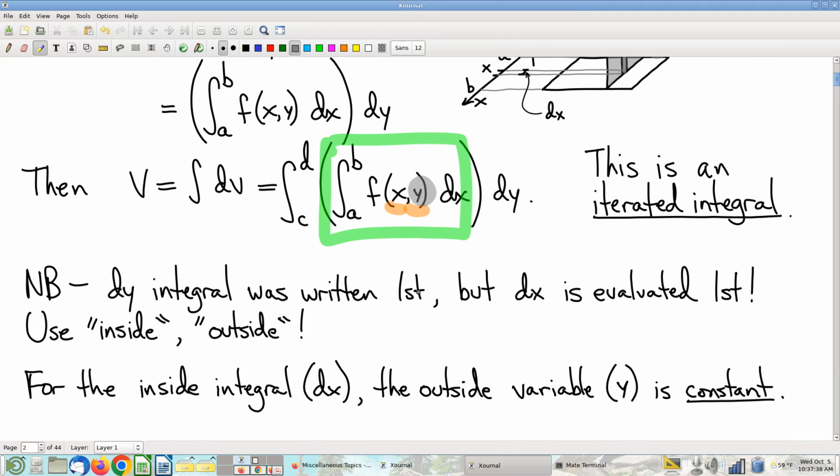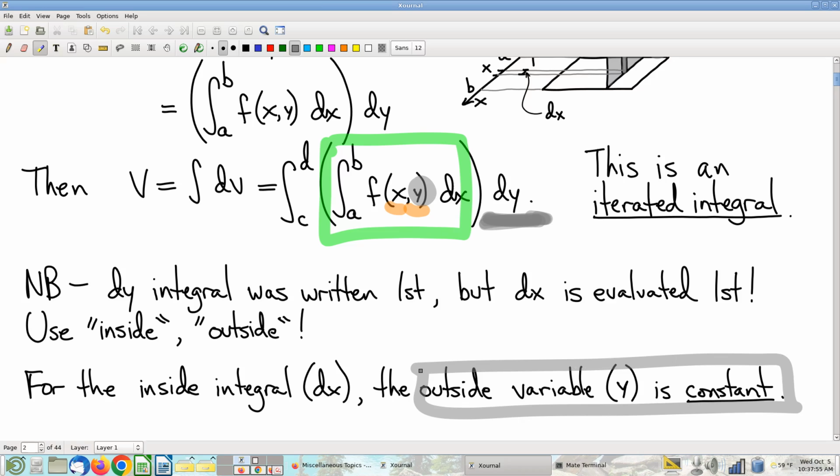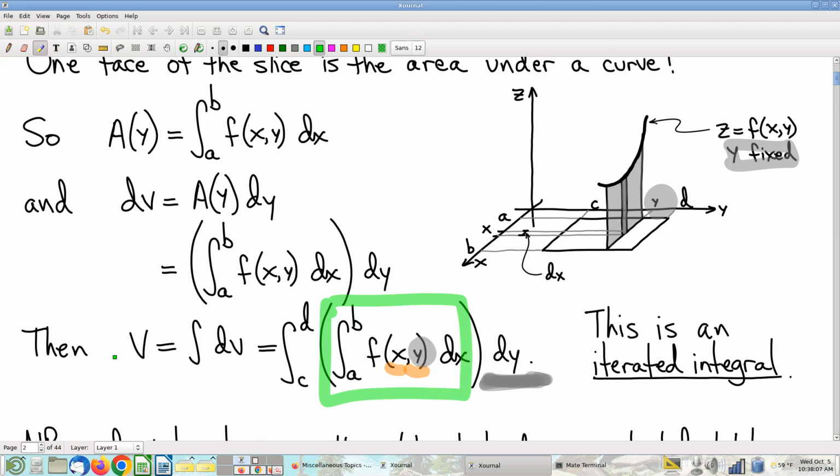Well, another way to say this, notice, y is the outside variable. So, however you slice it, and to answer your question, yes, you can do it the other way. Whichever way you do it, though, the outside variable is constant for the purposes of computing the inside integral. So, as you're on the inside, the outside variable is constant. Is everybody on board? Okay, and again, all from the picture.